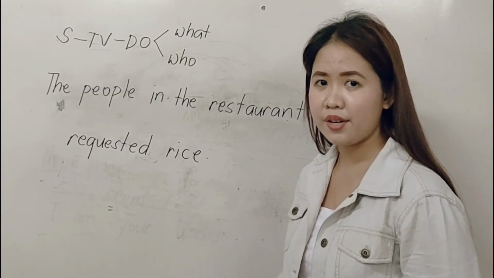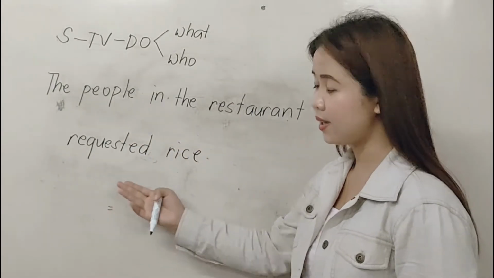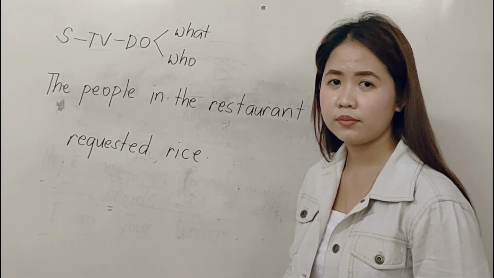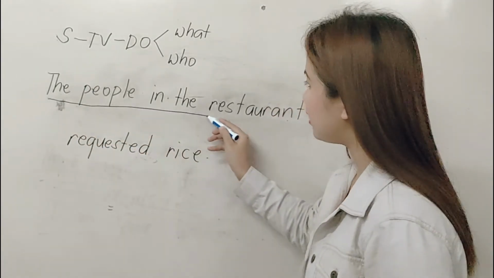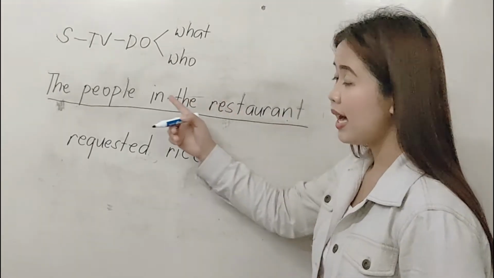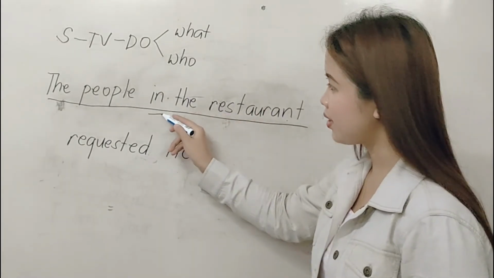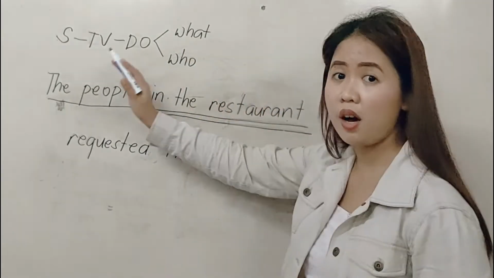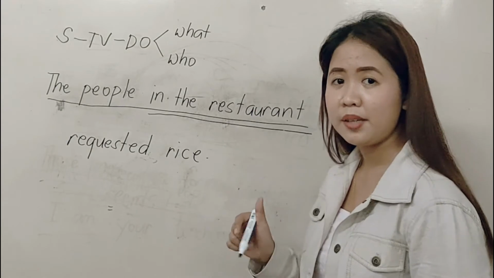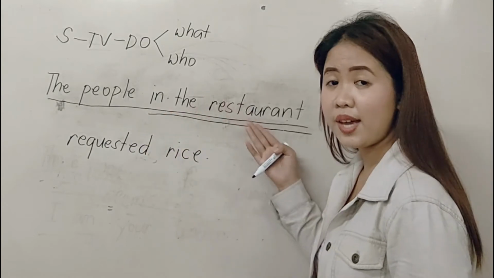Let us have another sentence. The people in the restaurant requested rice. Who is our subject in the sentence? The people in the restaurant. This is what we call a subject modified with an adjective. This is considered a modifier of the word the people. Nasaan ang mga tao? Nasa restaurant. The people in the restaurant. A subject being modified with an adjective.